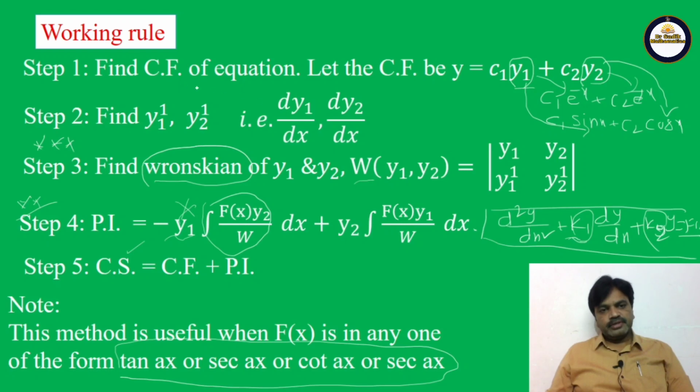What is step 1? You first find the complementary function. In the complementary function, whatever you get here can be written as c1 y1 plus c2 y2. What is step 2? You simply differentiate with respect to x: dy1 by dx, dy2 by dx. Then the third step is the Wronskian of y1 y2, the determinant whose first row is y1 y2 and second row is the derivatives of those functions. If you expand this determinant, then you get W, friends.